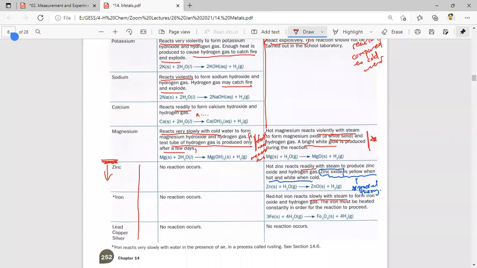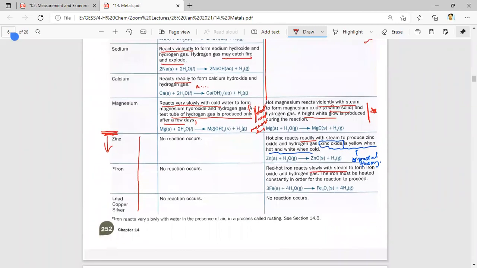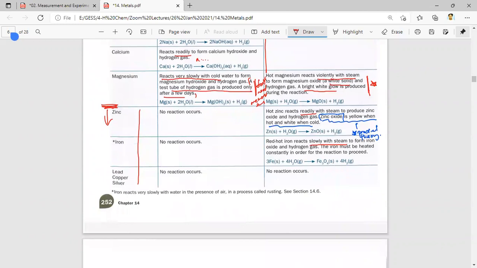So that's actually what's happening in this chapter here. You are trying to find out, based on the observations of the reactions, how to rank them in terms of the most reactive all the way to the least reactive. So once again, my lead, copper, and silver, there's no reaction.